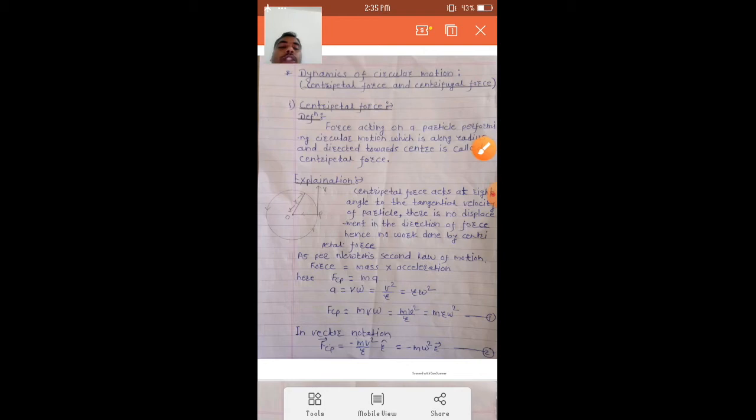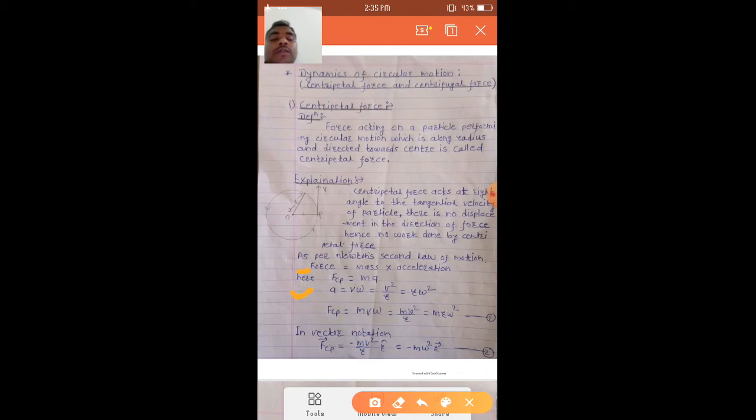According to Newton's second law of motion, force is equal to mass into acceleration. Here centripetal force is denoted by F suffix Cp, mass denoted by m, and acceleration is a. Then we can write the formula F suffix Cp is equal to m into a.